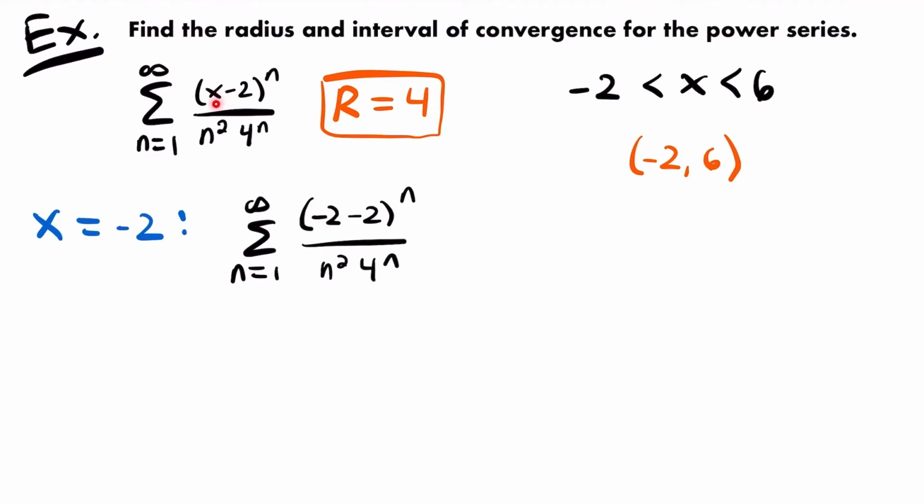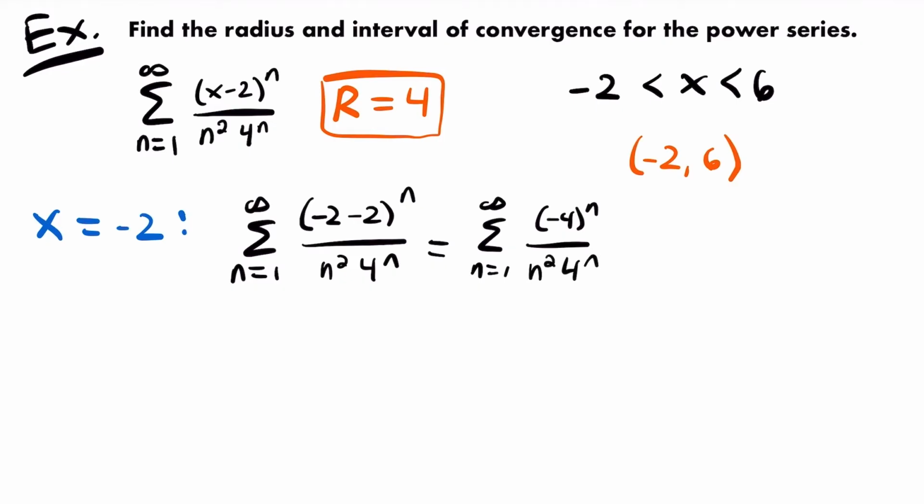We just replaced x with negative 2. So now if we simplify, negative 2 minus 2 is a negative 4, so this is equal to the sum from n equals 1 to infinity of negative 4 to the power of n divided by n squared times 4 to the power of n.